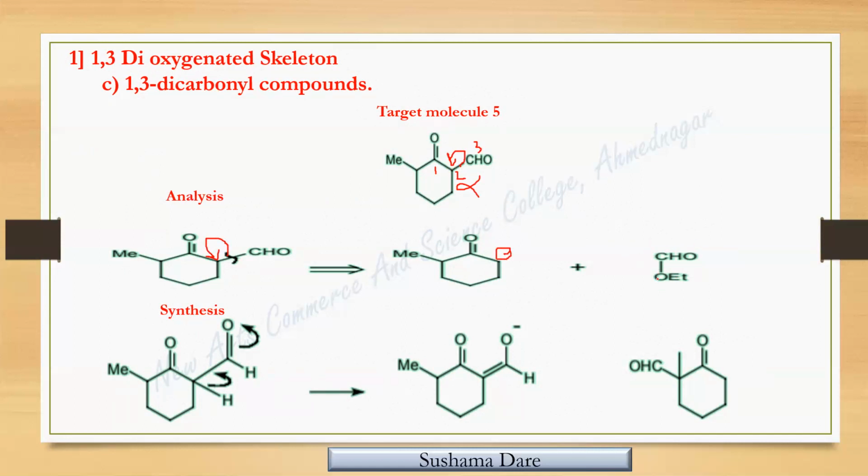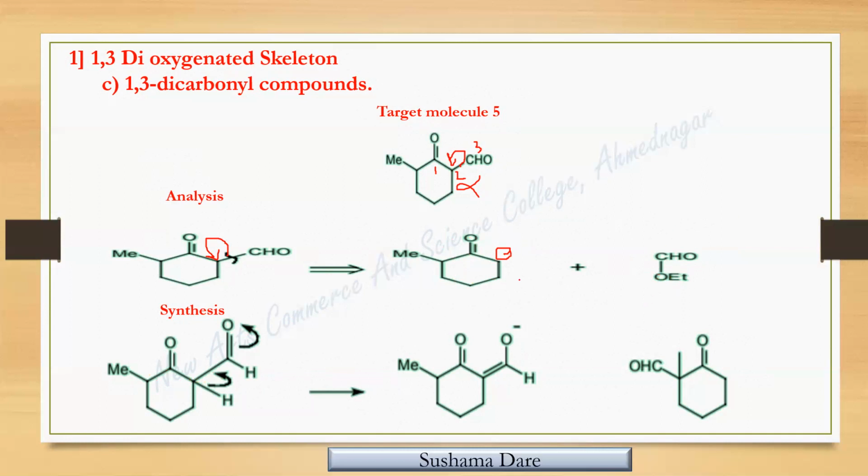CHO plus, and the plus is just to place the leaving group. So it is ethyl formate. Write down the synthesis with this. So the first step of this synthesis: write down the 2-methyl cyclohexanone, treat it with base, and then attack it on this.